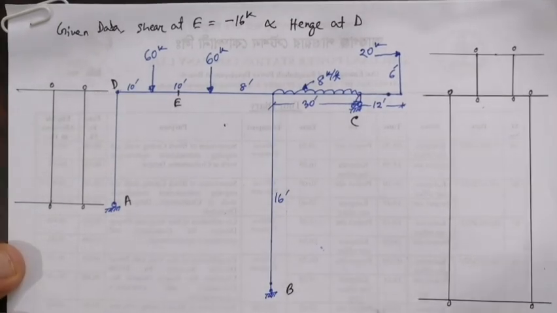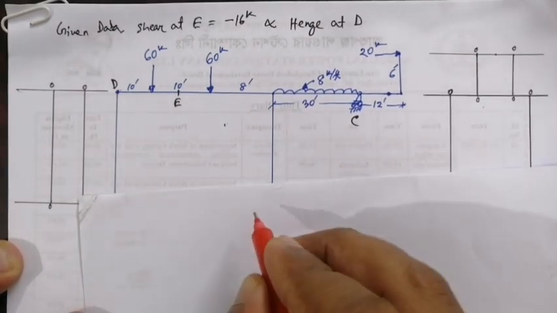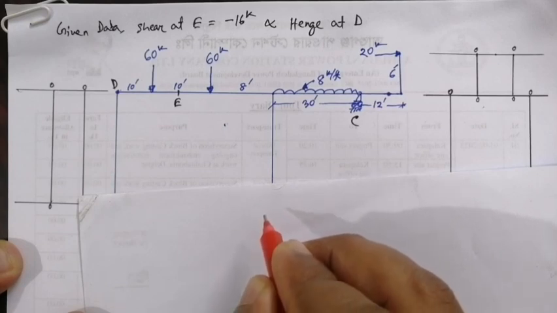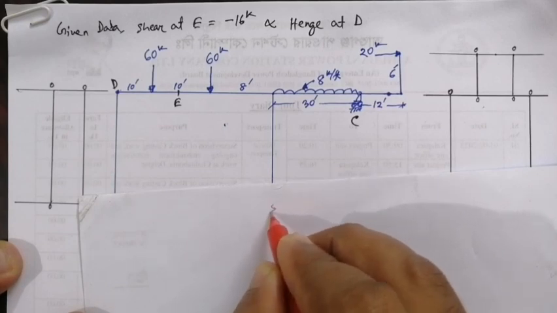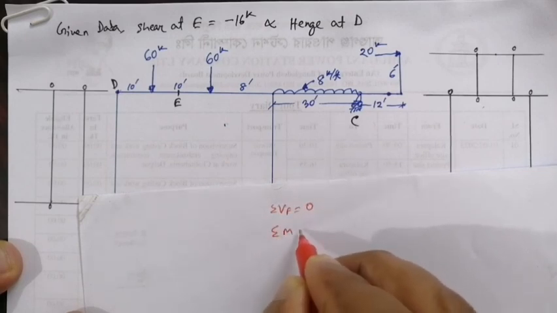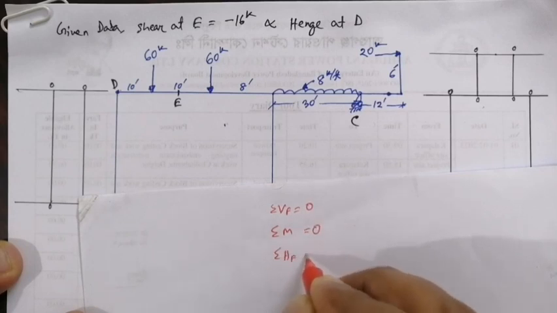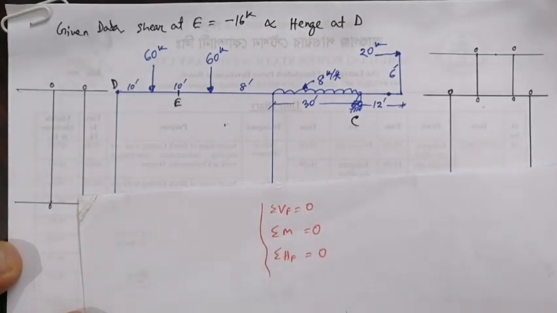Today we are discussing a new type of problem for SFD and BMD. This actually looks like a statically indeterminate structure. So what is statically determinate or indeterminate? The beam which we solve by the equilibrium equations is statically determinate, where the equilibrium equations are: summation of vertical force equals 0, summation of moment at any point equals 0, and summation of horizontal force equals 0. These are the equilibrium equations.